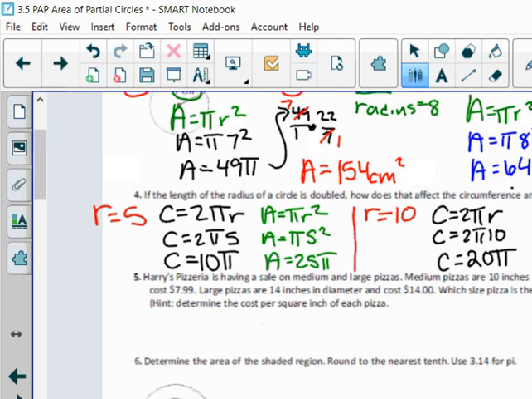Do it with the other one. Area equals pi r squared. Area is equal to, now my radius is 10 squared. A equals pi 10 squared. 10 squared is 100 pi.